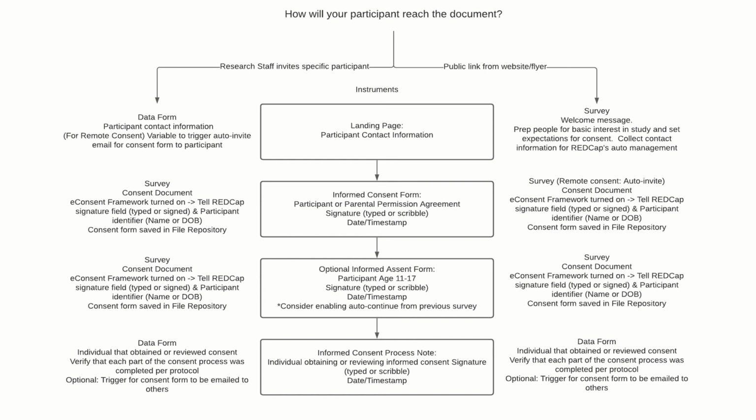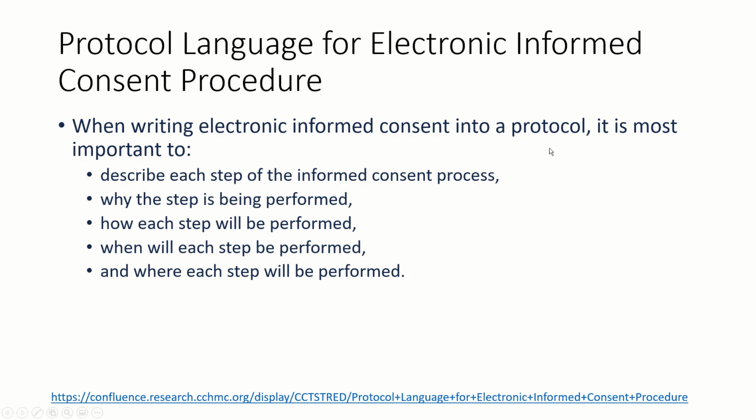So these are the kinds of things you need to think about when you are trying to build an e-consent. The next thing that you really need to make sure you're going to do if you want to have electronic informed consent procedures is your protocol language has to have the electronic steps written into it. You need to describe what each of the steps of the process is, why the steps are being performed, and how the steps are going to be performed.